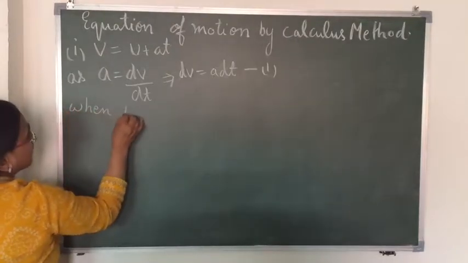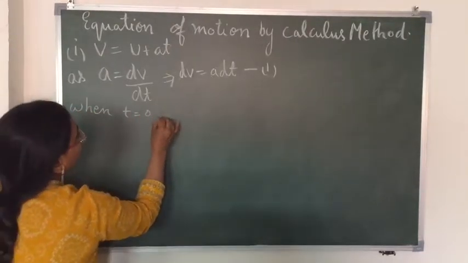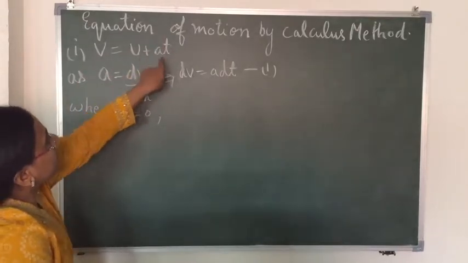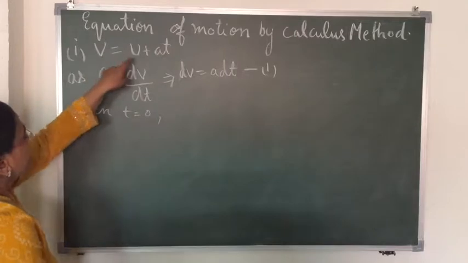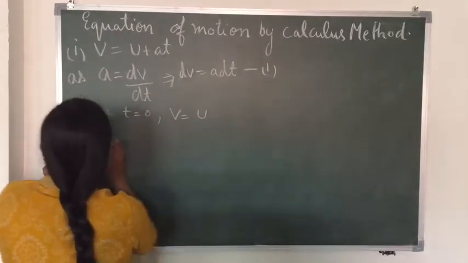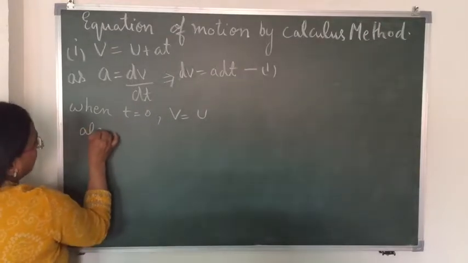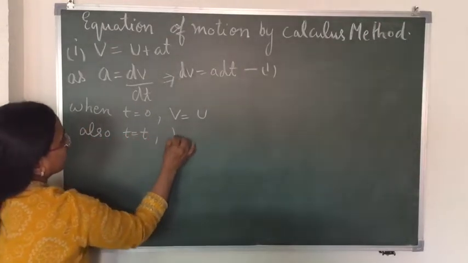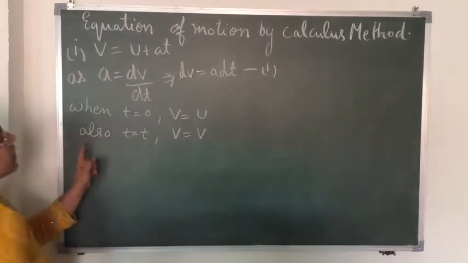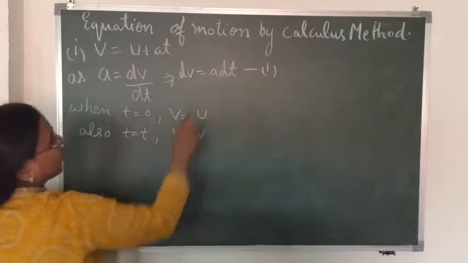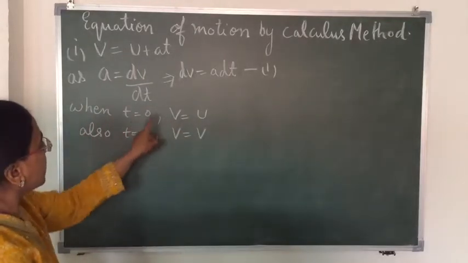When t is equal to 0, what will happen when we put t = 0 here? Then we get v = u. Also, when t = t, then v = v. Now integrate this equation within the limits of velocity and time.